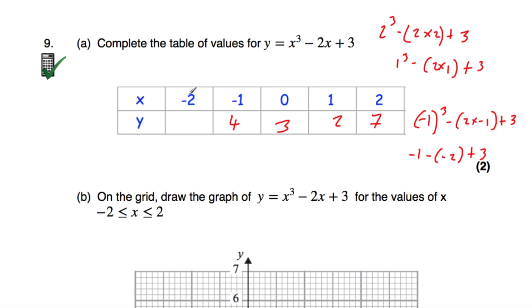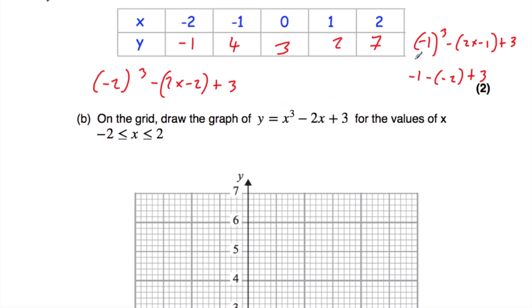And then finally negative 2. So we've got negative 2 cubed minus, and then 2 times negative 2, and then plus 3. Negative 2 cubed would be negative 8, and then we're going to be taking away negative 4, and then adding 3. Negative 8 minus minus 4, that's going to be negative 8 plus 4, which is negative 4 plus 3 would be equal to negative 1. So there's the points. Now we just need to plot them.